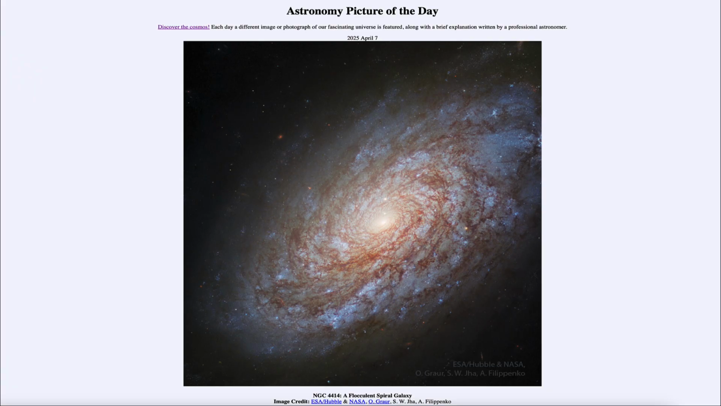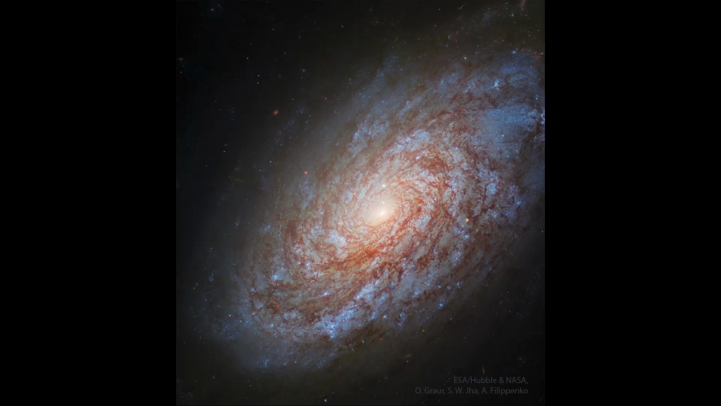Today's picture for April 7th of 2025 is titled NGC 4414, a flocculent spiral galaxy. So what do we see here? Well, here we see an example of a spiral galaxy. Now we've looked at these before. And one thing you may note that's missing here is the very distinct spiral structure.